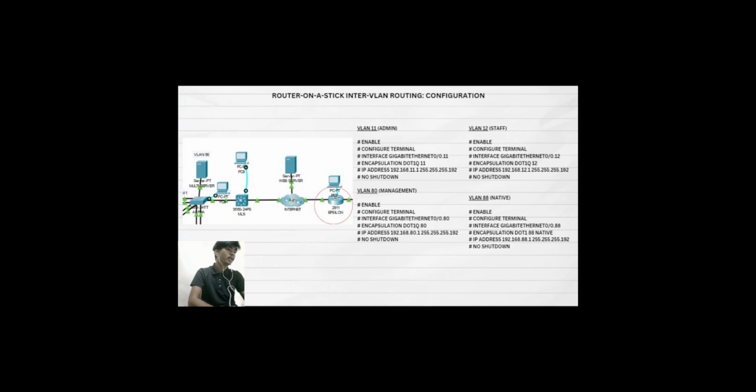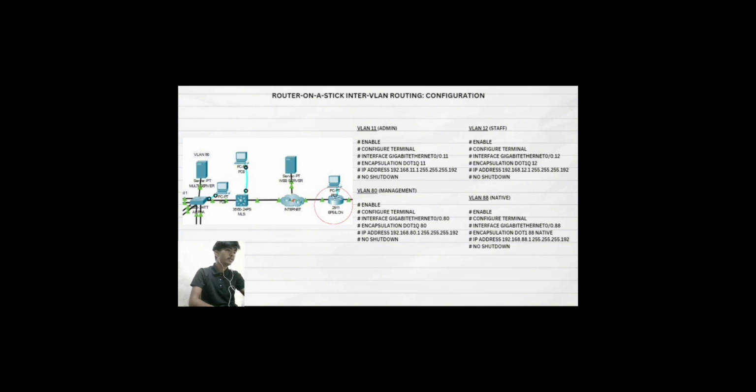Once we have typed the encapsulation dot1q 11, we have to press enter. And then we are going to enter our IP address, which for VLAN 11 is 192.168.11.1. And the subnet mask is 255.255.255.192. And then we are going to press enter. After that, we have to type no shutdown because we want to activate it. And then we are going to repeat the same step for every VLAN.